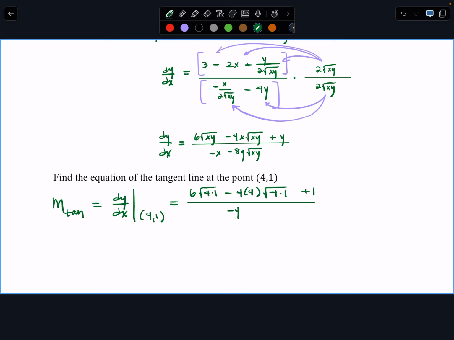Wait, hold on. 4 to the 1/2. Wait, what is 6 times 2? Did I actually hear my arithmetic wrong?